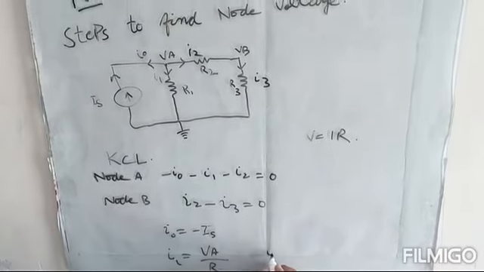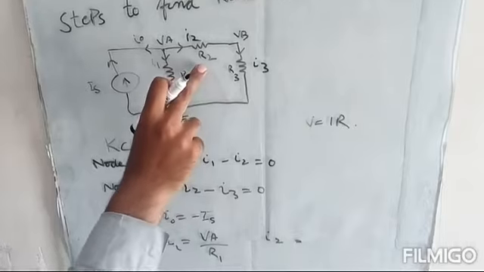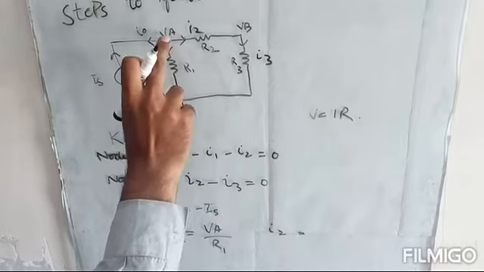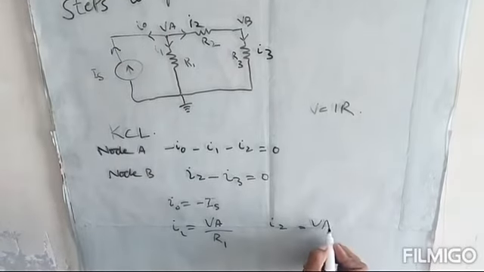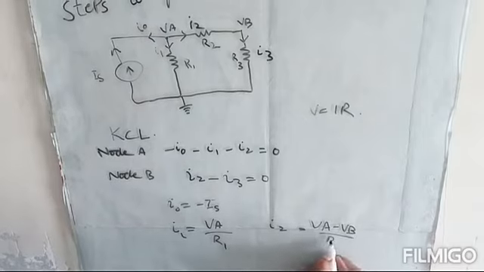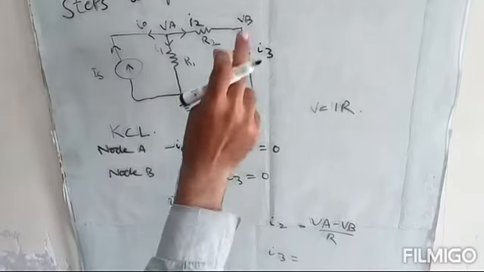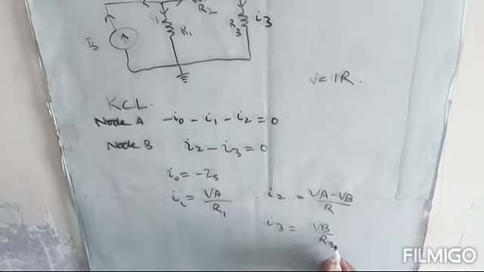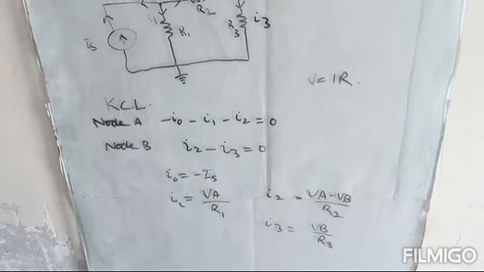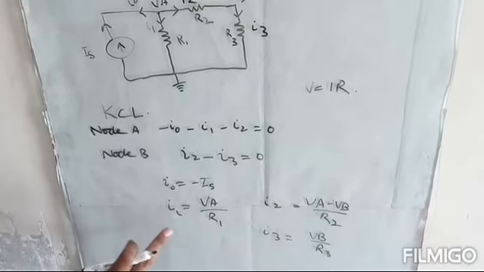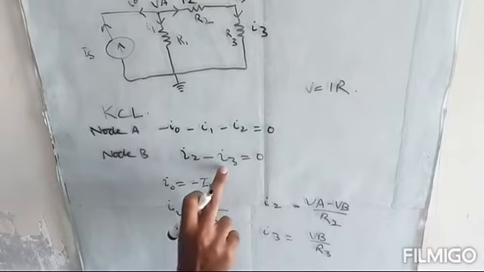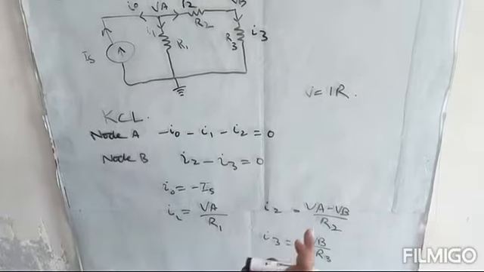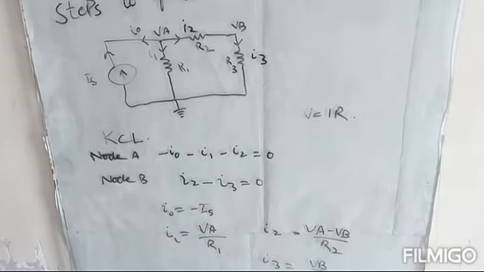This is I1. I2 is the current flowing through this resistance, and the voltage across this resistance is VA minus VB, so I2 is VA minus VB divided by R2. Similarly, I3 will be equal to VB divided by R3. Now we will put the values of I1, I2 and I3 in these equations and convert these equations into the form of node voltages VA and VB, which we want to find.